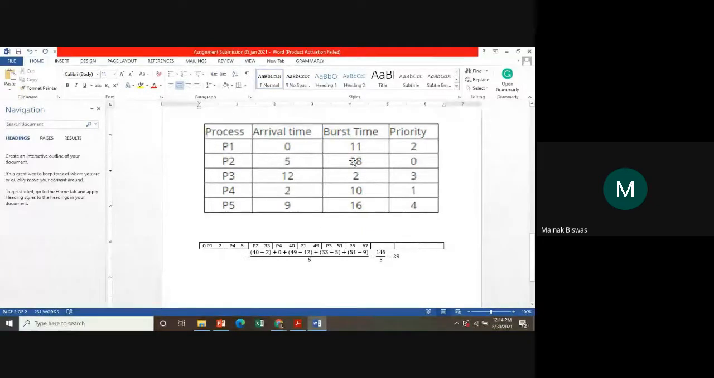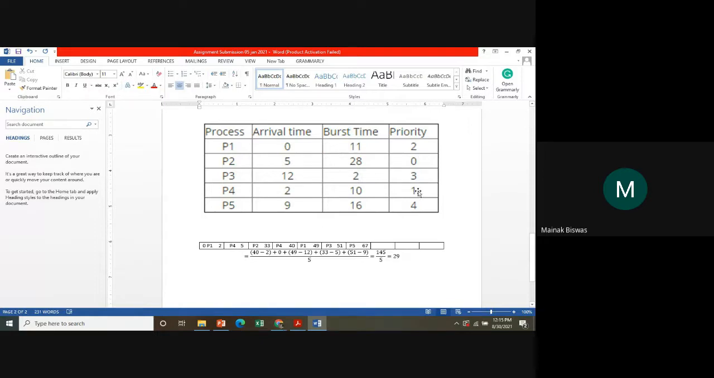And P2 then completes all its job. It has the highest burst time of 28 milliseconds. So P2 completed at 33 milliseconds. All the jobs it completed. Now in between, what happened? P1 has 9 milliseconds left. P4 has 7 milliseconds left. Okay. Sorry, P2 has completed its job.